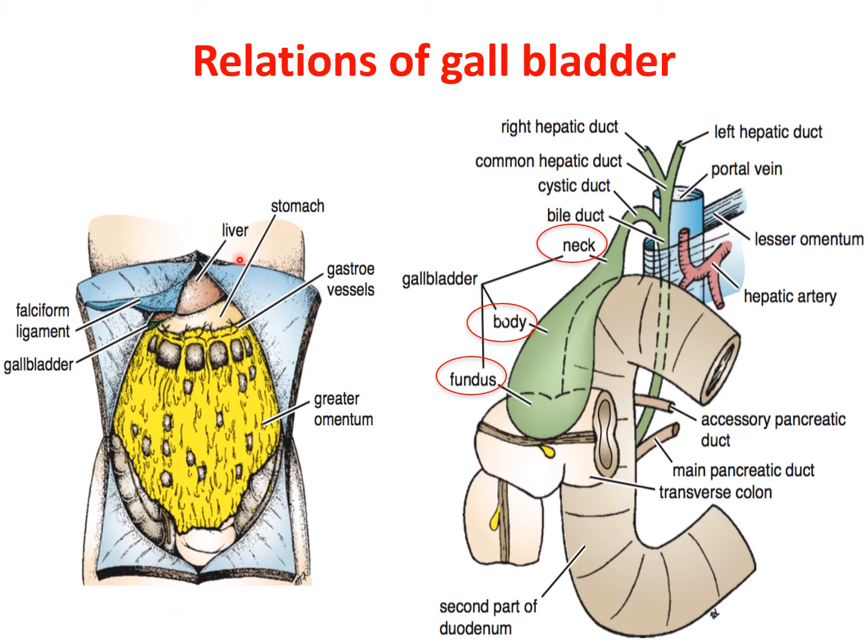So now what are the relations of the gallbladder? You can see now anteriorly the gallbladder is related to the anterior abdominal wall and to the inferior surface of the liver. However, posteriorly you can see that it is related with the transverse colon, which is running here, and with the first and the second part of the duodenum.